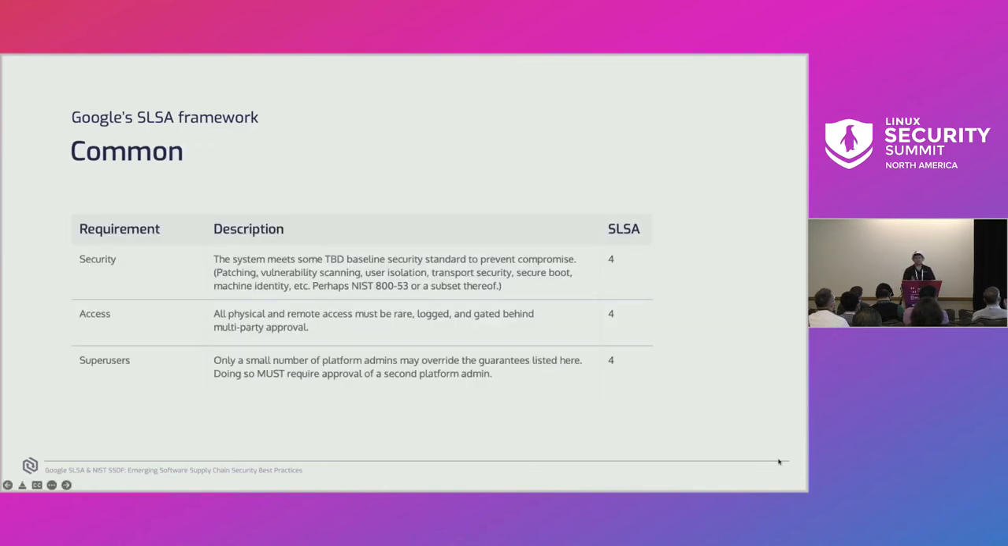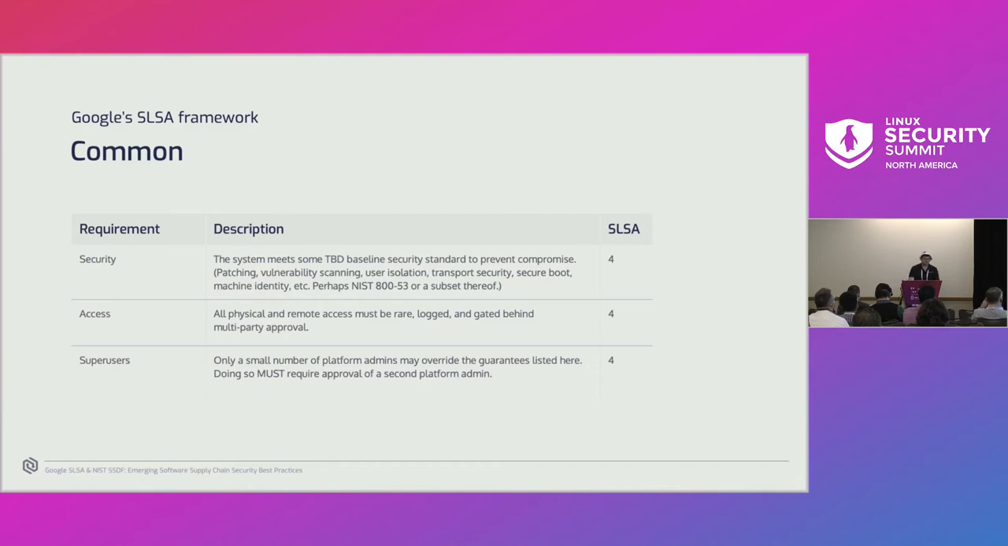And lastly, SLSA's common requirements. This includes security requirements, which includes having some sort of baseline security standard to prevent compromise. Often this is described as a baseline framework or a contingency plan, and that's something that SLSA doesn't cover as well. It doesn't describe any sort of contingency plans. It's basically a means of preventing compromise in the first place.